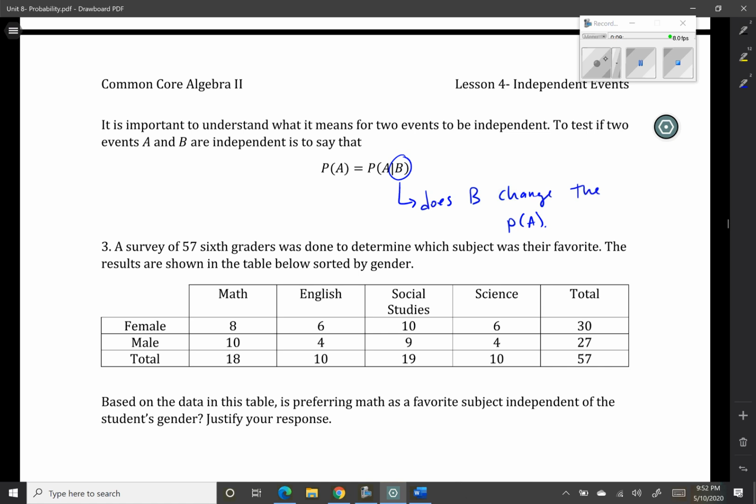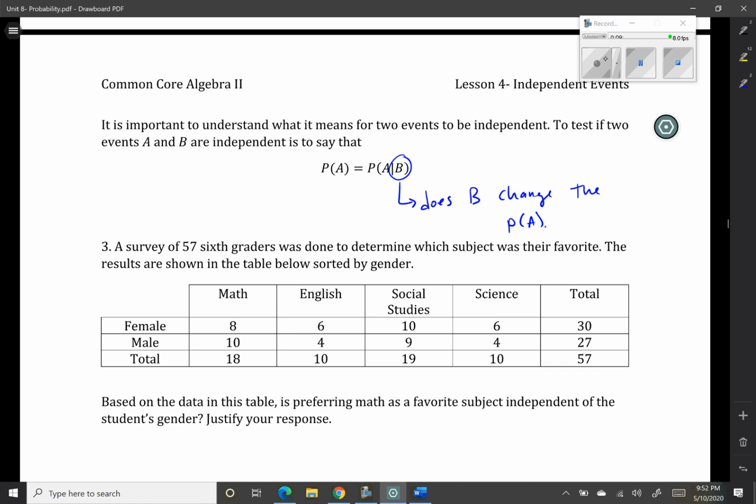If by introducing this new event given, it doesn't change anything, these events are independent. That means there was no effect whatsoever. If these numbers come out to be the same, that means that they are independent events. If these numbers come out to be totally different or slightly different, that means there was some effect of one probability on the other. Therefore, they are what we call dependent events.